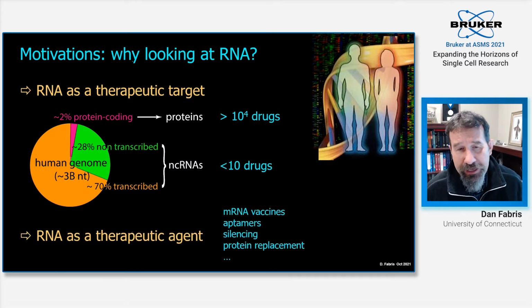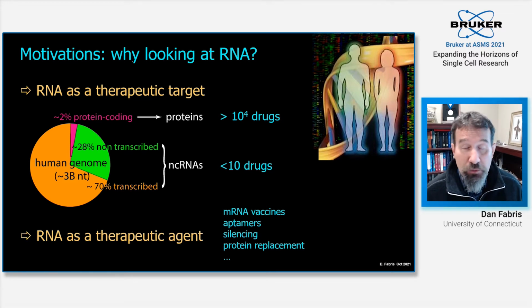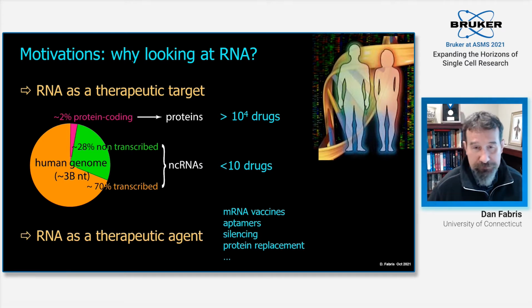In addition to that, RNA can be considered as a therapeutic agent in its own right, as demonstrated by mRNA vaccines of recent fame, as well as up-and-coming strategies based on RNA aptamers, silencing RNA that can be used to shut down the production of different proteins, or replacement protein strategies where the mRNA provides the code for producing proteins that are not made by a certain cell due to some malfunctions.